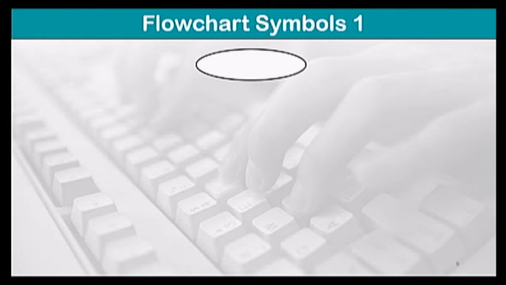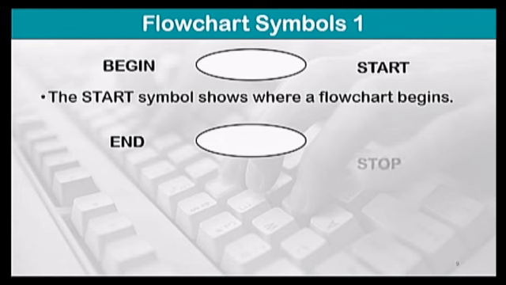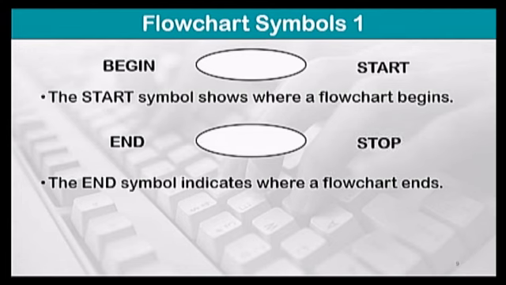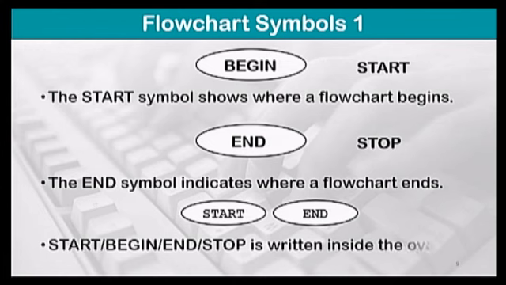The first symbol is the oval shape. The oval shape represents the beginning point or the starting point of a flowchart. The same oval shape is also used to indicate the ending point or the point at which a flowchart stops. Start, begin, end or stop is written inside the oval to indicate its function.